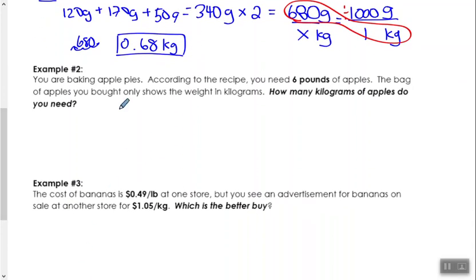Next example, you're baking apple pies. According to the recipe, you need 6 pounds of apples, but the bags that you are going to buy are only showing the weight in kilograms. So you need to know, how many kilograms of apples do you need? So I need to turn this pounds into kilograms. So I have 6 pounds, and I want to know what that is going to be in kilograms.